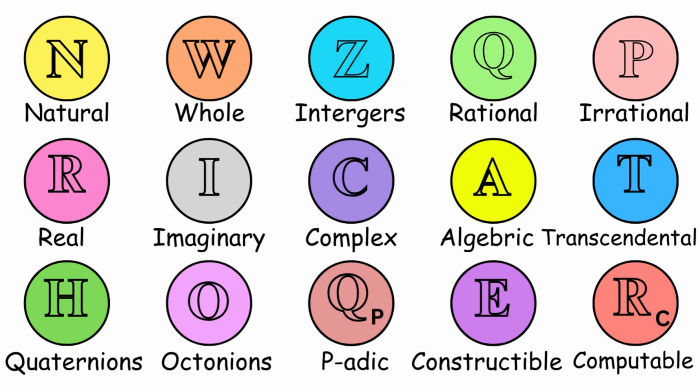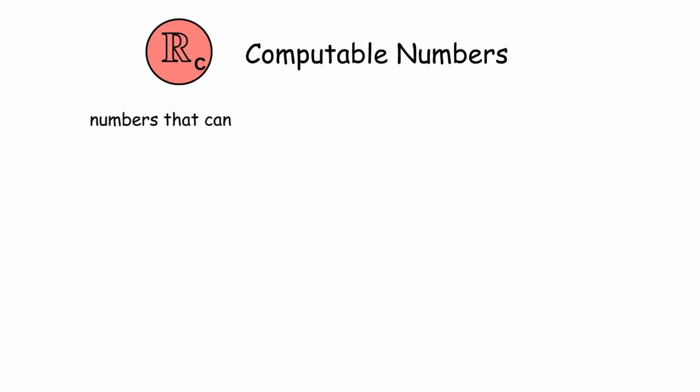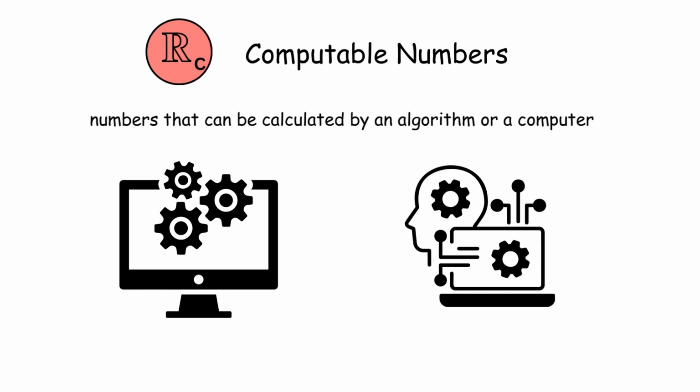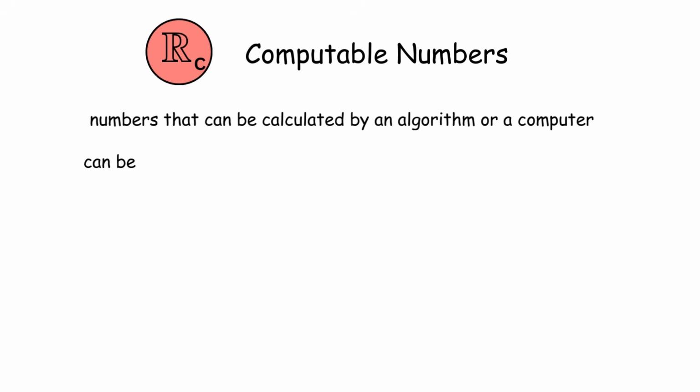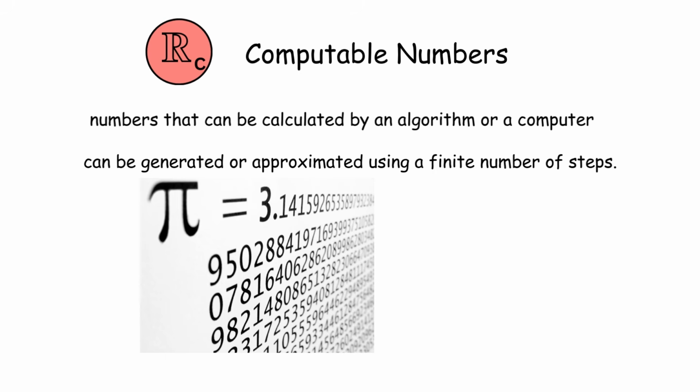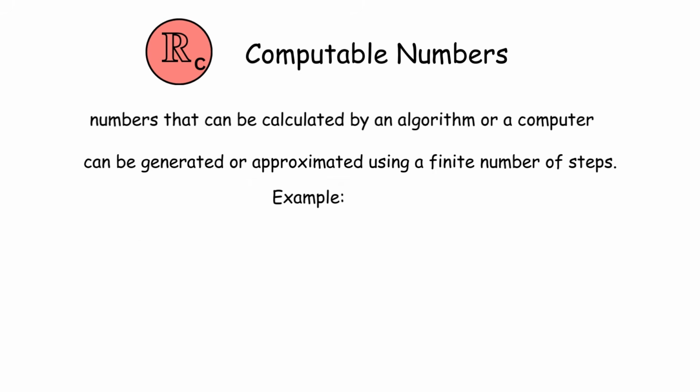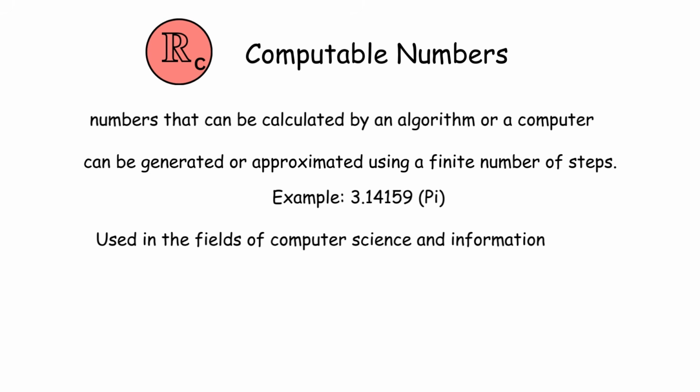Computable numbers. Computable numbers are numbers that can be calculated by an algorithm or a computer. These numbers are significant in the theory of computation, which explores what can be calculated and how efficiently it can be done. In other words, computable numbers are those that can be generated or approximated using a finite number of steps. Example: computable numbers are important in the fields of computer science and information theory.